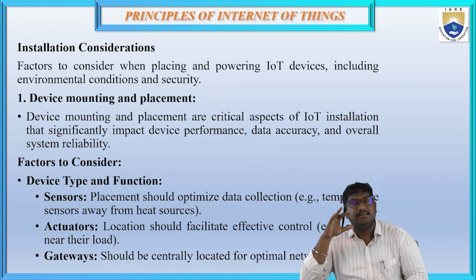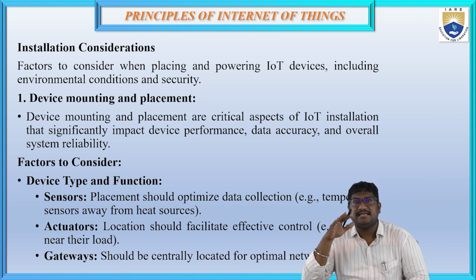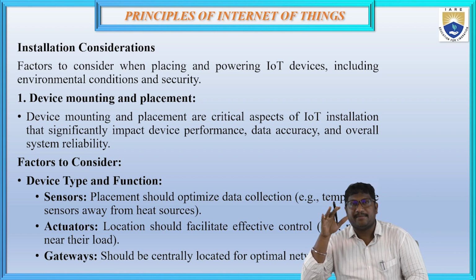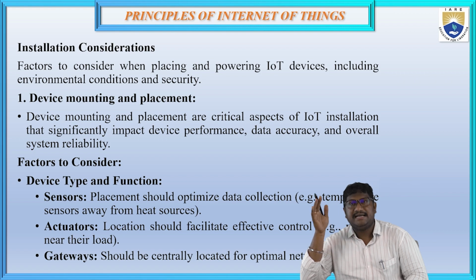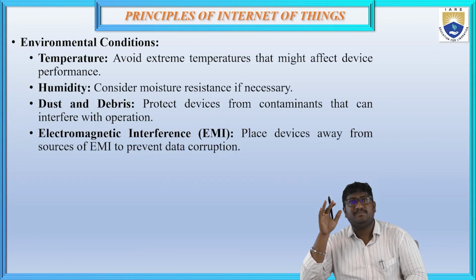And these are the installation considerations. We need to consider all these factors thoroughly, and only then will the installation be done successfully. Device mounting and placement: we need to place the device properly and mount it properly. With that, we will get good performance, good data accuracy, and overall system reliability. The first factor to consider is device type and function. Sensors should optimize data collection, such as temperature sensors near heat sources, actuators placed to act on the location effectively, and gateways which should be centralized. These are the factors which should be considered.